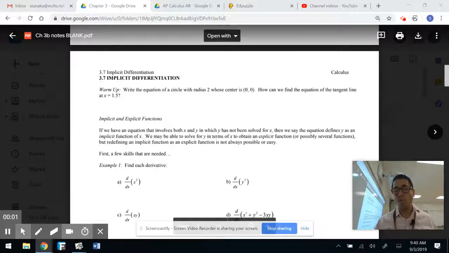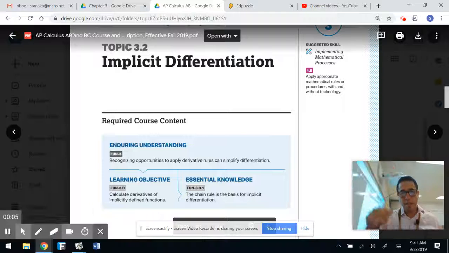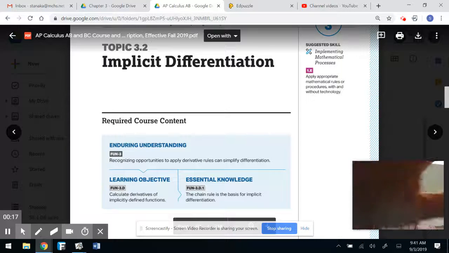Section 3.7, Implicit Differentiation. Okay, if we go to our topic that's on the AP exam, enduring understanding, the learning objective will be calculate derivatives of implicitly defined functions. Now, what the heck does that mean? Well, I'm about to show you.